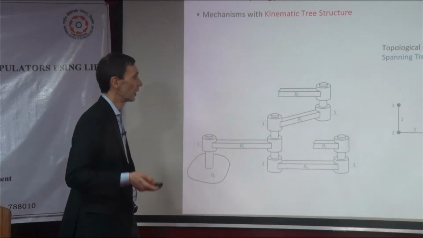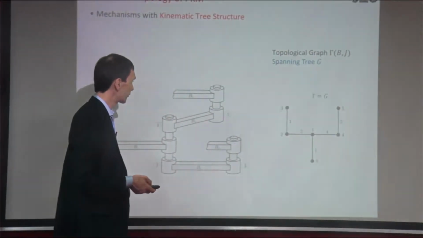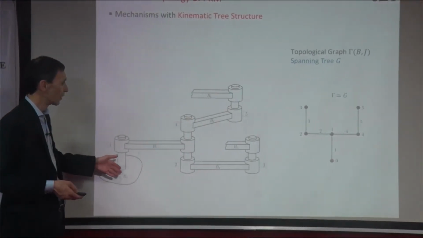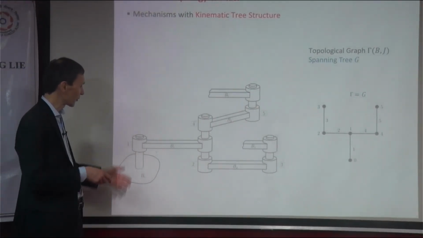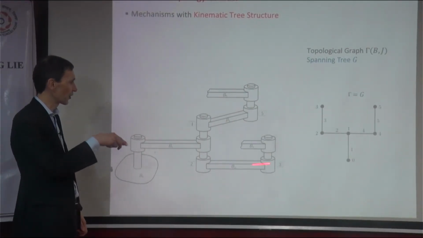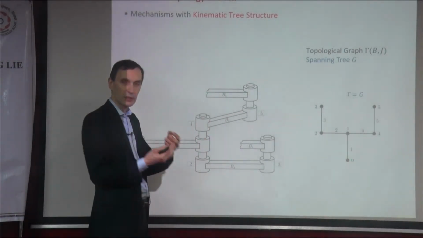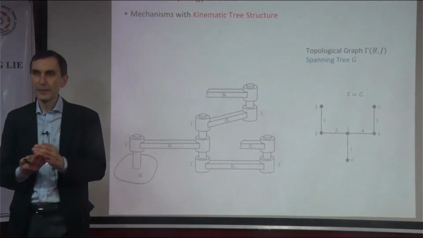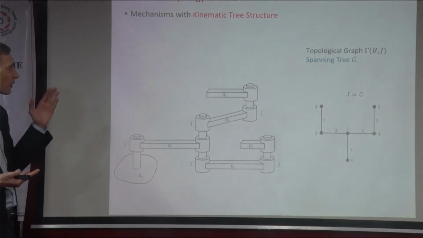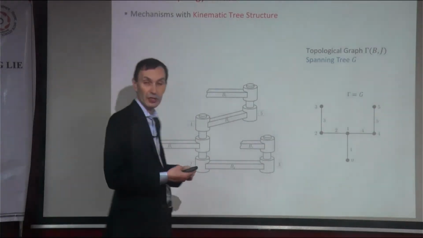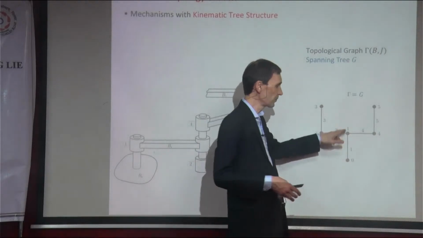Anyway, the graph looks, of course, different, and the same is true for a grounded one, for example. I mean, this is just an example, absolute nonsense. It's just joint, joint, joint, joint, and then it looks like this. But the important point here is that we have a kinematic topological tree structure.